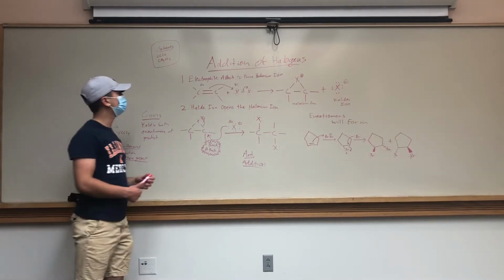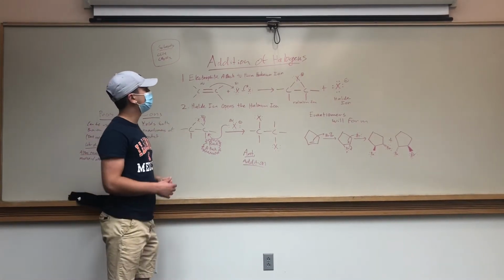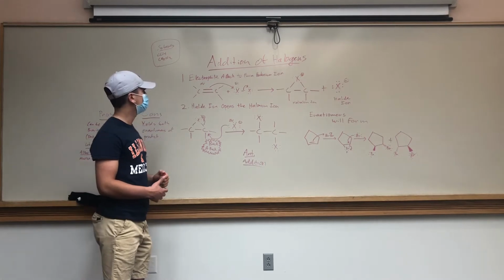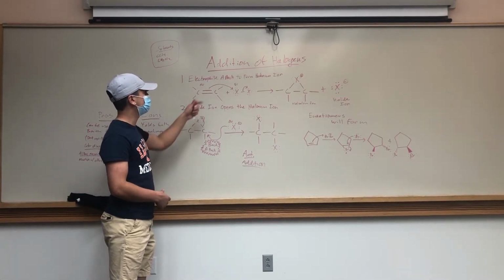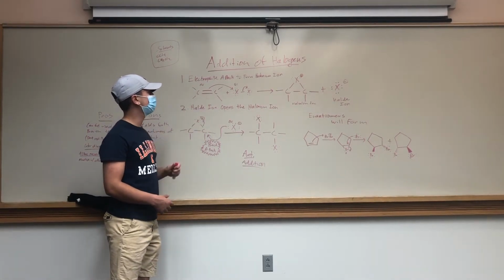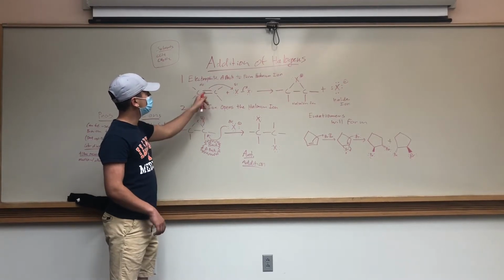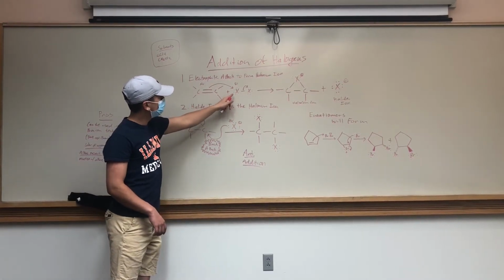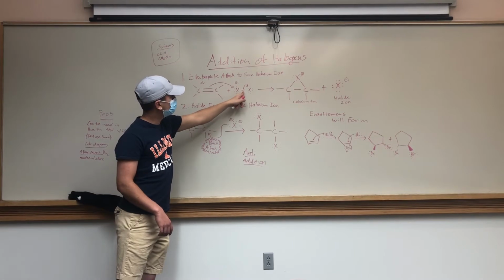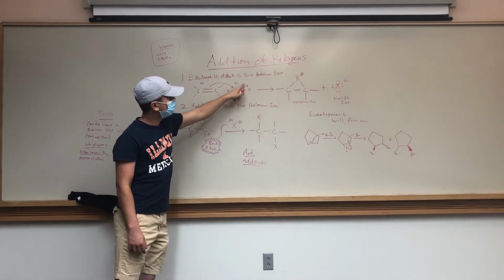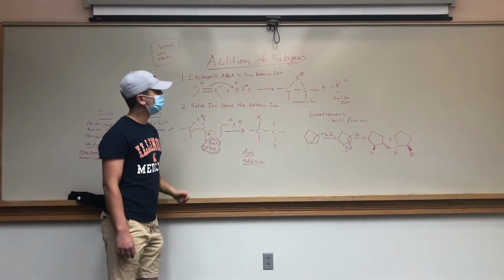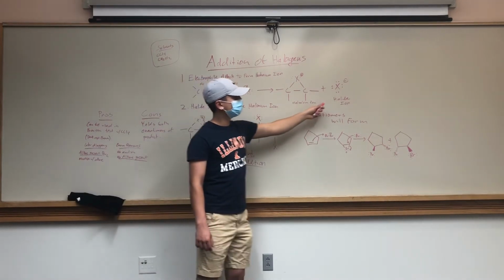The first step of the reaction is an electrophilic attack to form the halonium ion. In this case, the alkene acts as a nucleophile and the halogen acts as the electrophile. The double bond attacks the halogen, which causes the electrons in the bond to go on to the other halogen. This forms the halonium ion and then also the halide ion.